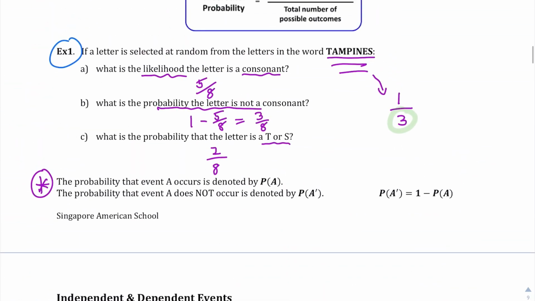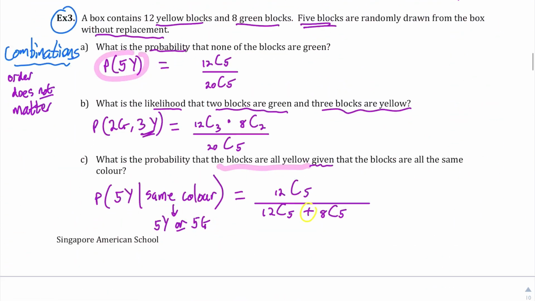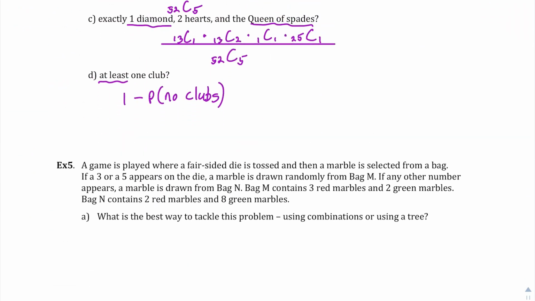I'll just scroll back up really quickly. That's this idea of a complement, which we used in example 1b in a very simplistic way, but here you can see an example a little more complicated where we want to save ourselves a lot of time. In this case the probability of no clubs is that we choose all 5 of our cards from the 39 cards which are not clubs, and of course since we're dealing with probability, we must account for the denominator, the total number of combinations of 5 cards from 52.